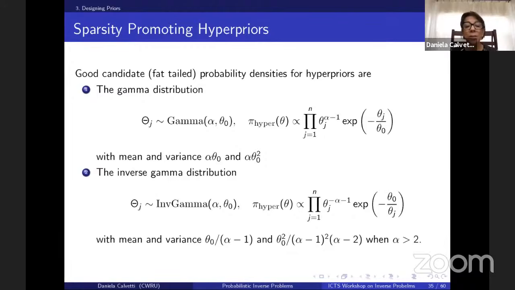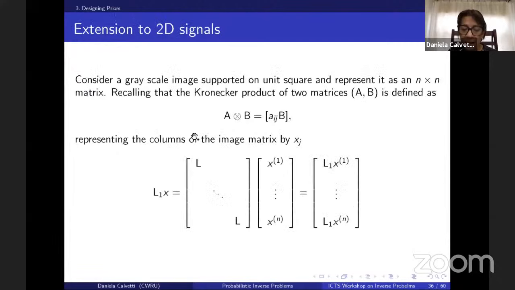Okay, all right. So these are the gamma distributions. The two most useful are the gamma and the inverse gamma, and they satisfy exactly this condition. Most of the time they will model variances that are close to zero, and a few times these variances will be very large.